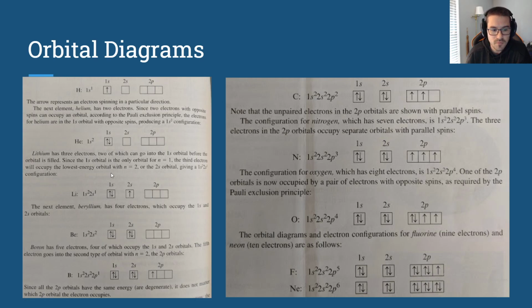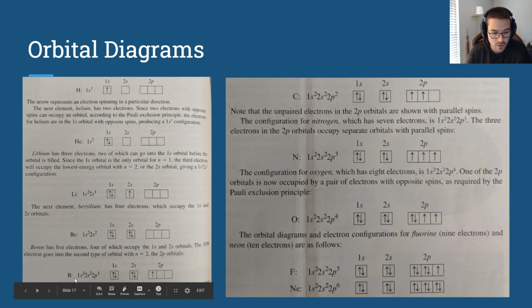Okay? So you can see here, as we go to lithium, we just have another box, the 2s orbital, with an arrow for the 1 electron. Beryllium has 2 electrons in the 2s orbital, so we have an up and a down. And then we get to boron. Okay? Now, the p orbitals are a little different.